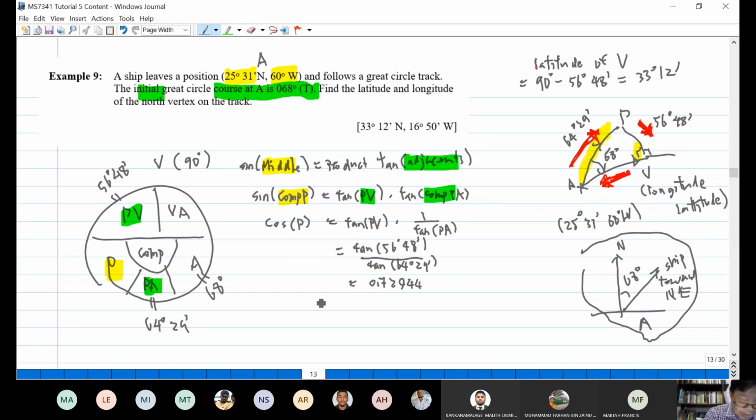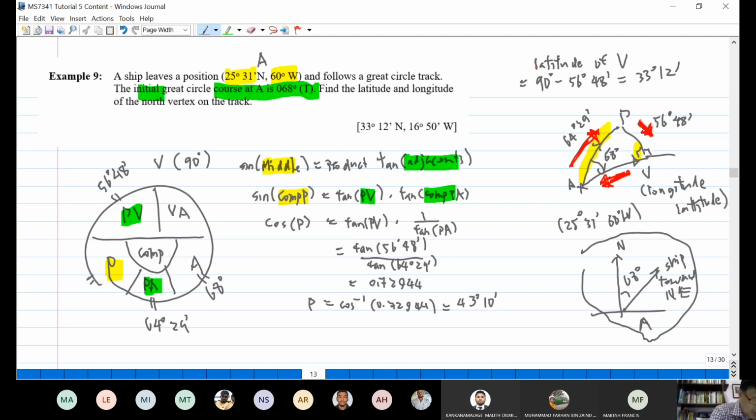So your P is actually cosine inverse 0.724944. So you press shift cosine inverse on the answer, and then you find P equal to 43 degree 10 minutes. It's angle P.